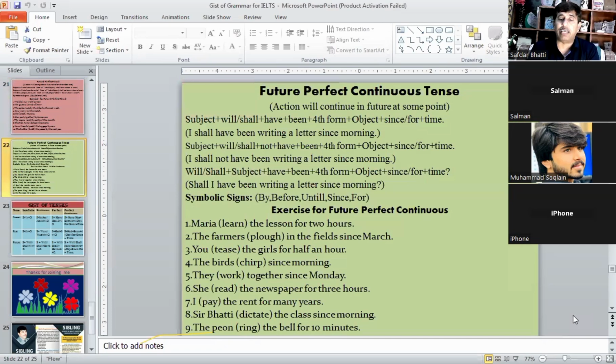Future perfect continuous tense. Action will continue in future at some point. Subject plus will/shall have been plus fourth form plus object plus since/for plus time. I shall have been writing letters since morning. I shall not have been writing letters since morning. Shall I have been writing a letter since morning? And symbolic signs are by, before, until, since, and for.